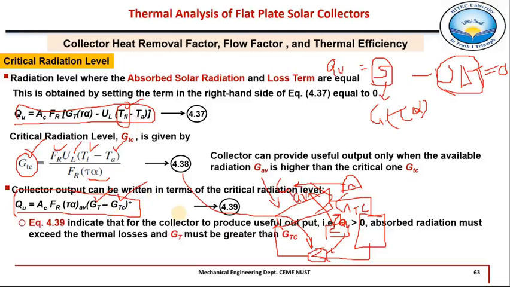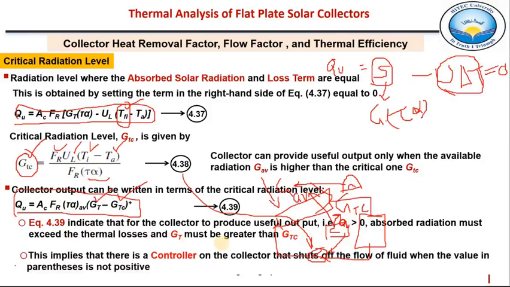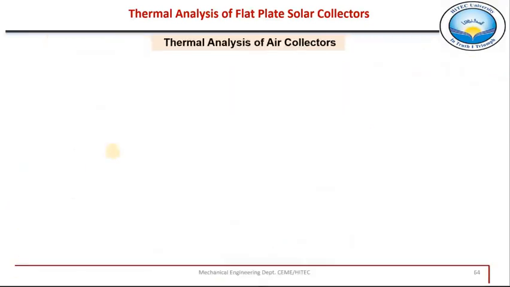So we can write the same equation 4.37 as 4.39. Equation 4.39 indicates that for a collector to produce useful output, QU should be greater than 0, meaning the absorbed radiation, GT into tau alpha, must be greater than the thermal loss. So the controller can be designed. I have already explained this last sentence with the help of this figure. Okay. So let's proceed to the next topic, which is the thermal analysis of air collectors.